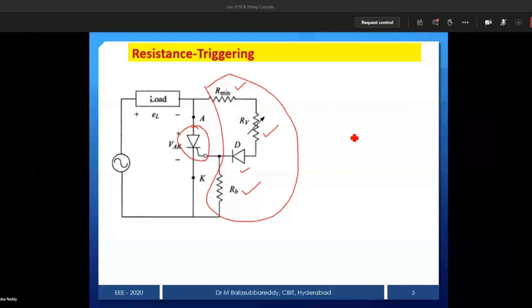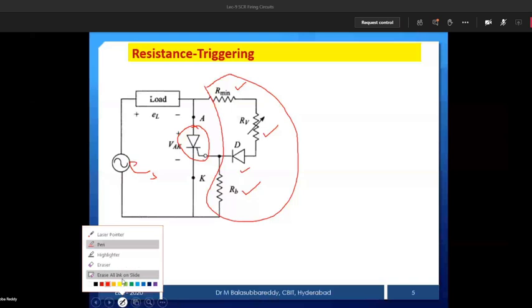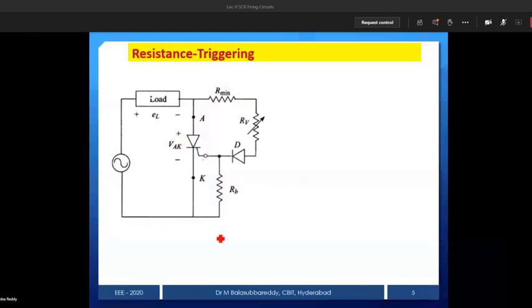Let it be, we connect some source. So the source is ES. So how is the device going to be triggered? Normally, we know from the previous classes, whenever we pass the gate pulse, it will trigger. That is one way. Otherwise, if we pass voltage across gate and cathode, it will trigger. And third, we can pass the gate current through the gate terminal, and it will trigger. So these are the three possible options.